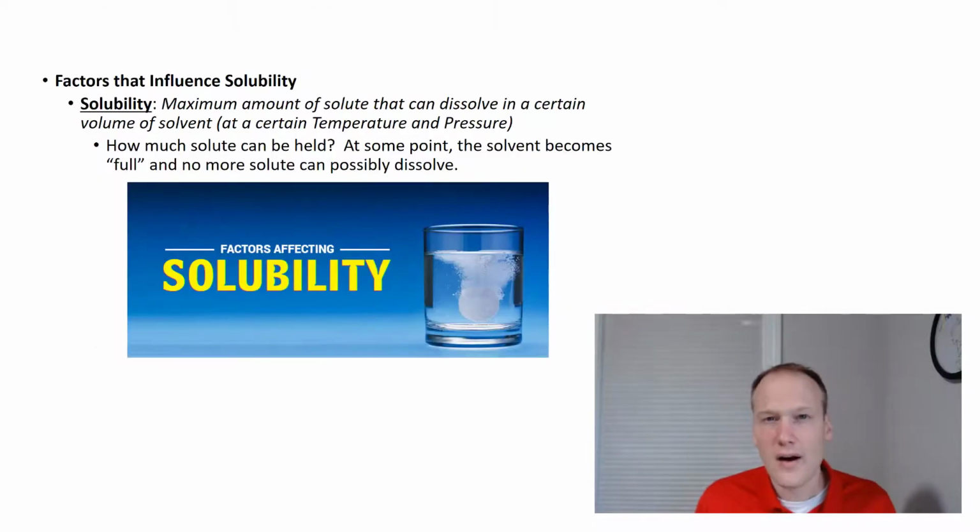All right, now that we've walked through that, let's take a look at some of the factors that influence solubility. In other words, how can we make something more soluble or less soluble? Solubility is the maximum amount of solute that can be dissolved into a solvent. So if you have salt and water, you can only add and dissolve so much salt before you max out the space in between those water molecules, and you can't dissolve any more salt.